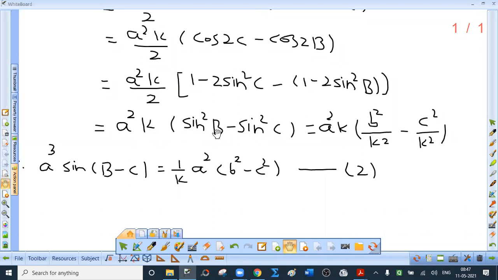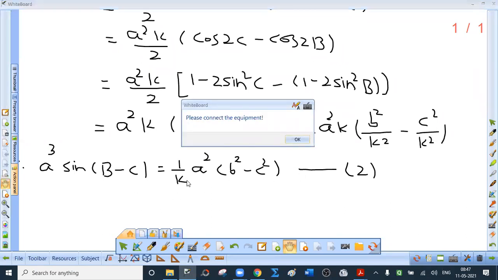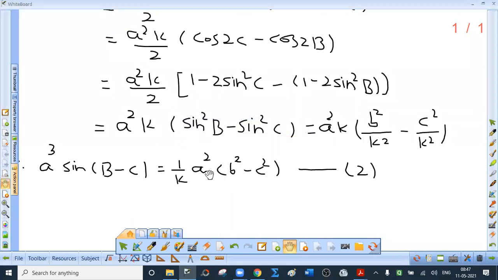But from 1, sine square b is what? B square by k square. And what is sine square c? C square by k square from 1. Now take 1 upon k square outside the bracket. So what remains is a square upon k. That is 1 upon k a square into (b square minus c square).